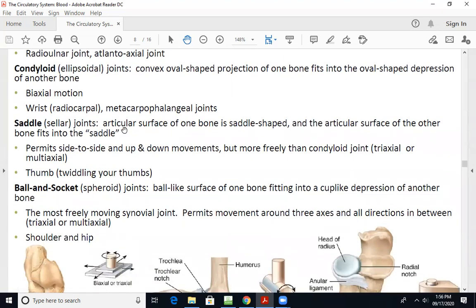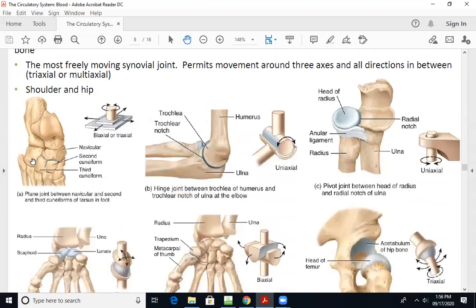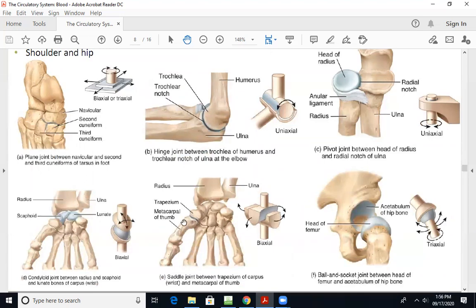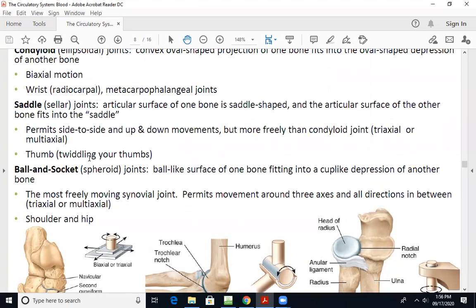Saddle or sellar joints are where the articular surface of one bone is saddle shaped, hence the name saddle. The articular surface of the other bone fits into that saddle, permitting side to side and up and down movements, but more freely than condyloid. So we call these triaxial. Tri is three axes. Another term we could use is multiaxial. An example of this would be your thumb, between the metacarpal, the hand bone on the thumb side, and the trapezium, which allows you to twiddle your thumbs, and allows for opposition to occur, that we talked about earlier.